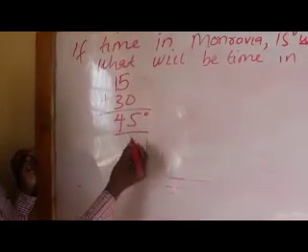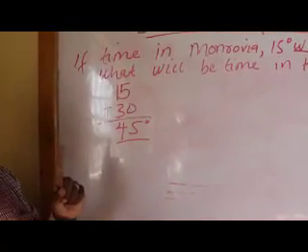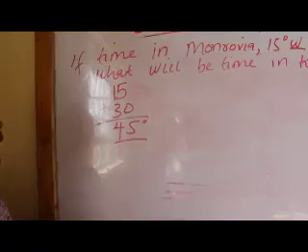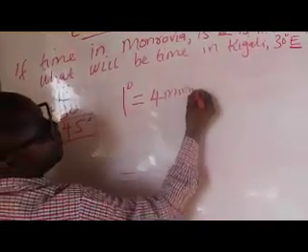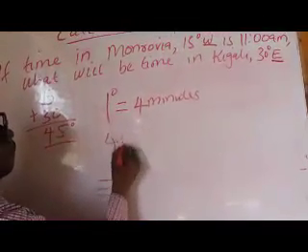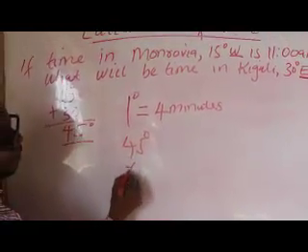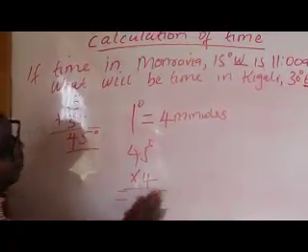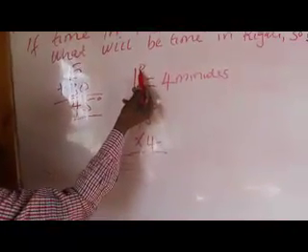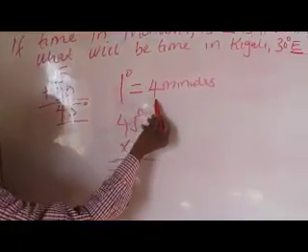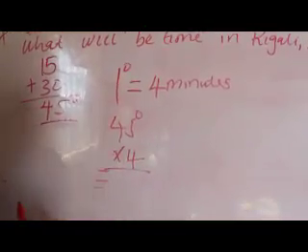So remember, we have said that the Earth takes 4 minutes to rotate from one longitude to the other. That is to say, 1 degree of longitude is equivalent to 4 minutes. What about 45 degrees? So we are going to cross multiply. We are going to say 45 times 4. Remember, we are getting this 4 because 1 degree of longitude is equivalent to 4 minutes, because the Earth takes 4 minutes to rotate from one longitude to another.